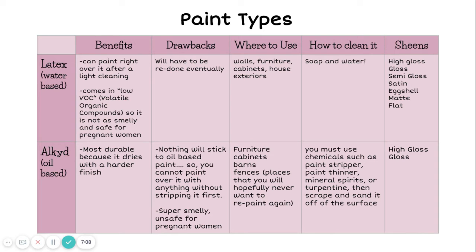Latex is almost like stretchy, where if I had a flake of paint and it was latex, I could twist it and pull it before it would break. If I had a flake of Alkyd paint and I tried to twist it or pull it, it would just snap in half. It would just crumble. So it's like a hard finish, like your car exterior, for example. That is oil-based paint. It's super hard. So it is a benefit that it is the most durable.